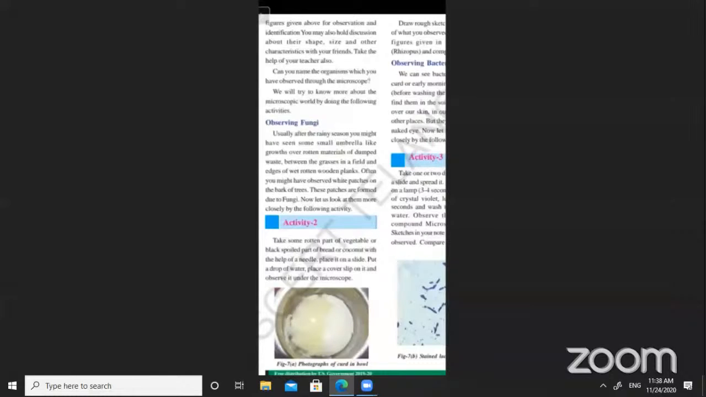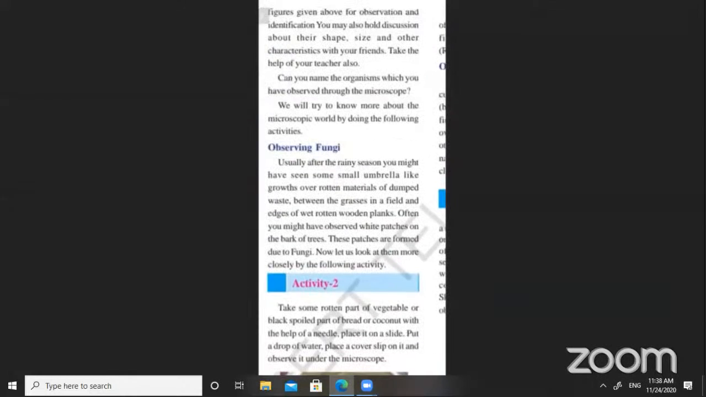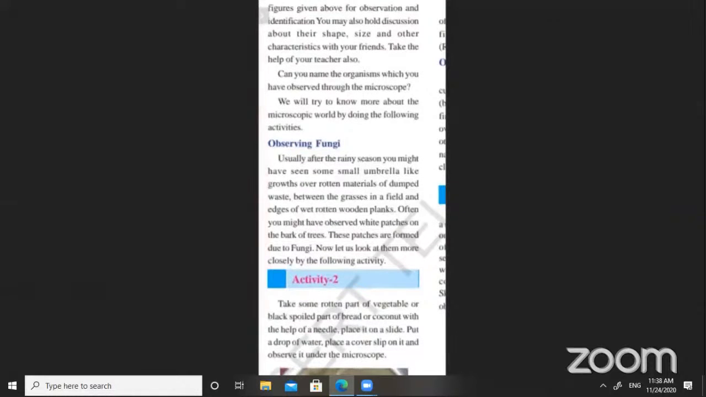Can you name the organisms which you have observed through the microscope? Already you have rough sketch diagrams. Here we have many organism diagrams in your textbook. Compare the rough sketch of what you have observed with the textbook diagrams, and name the organisms which you have observed through the microscope.